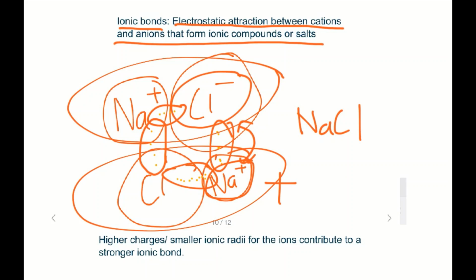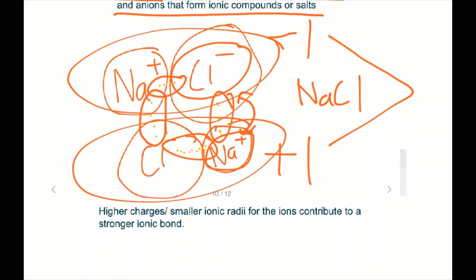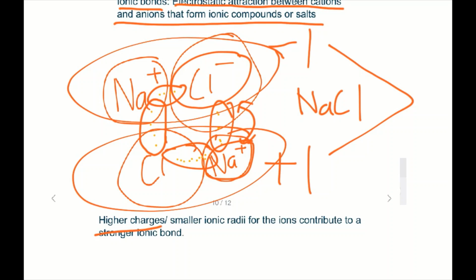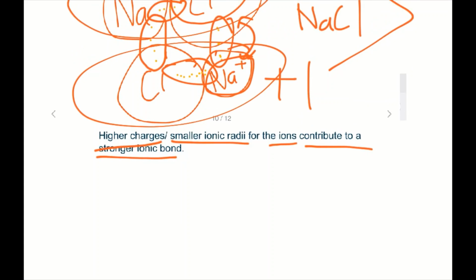So you have a fully charged +1 and a fully charged -1, and higher charges means stronger bonds. These are not partial charges, but fully charged, and they are also permanent. So these ionic bonds are very strong. Now, how do you make ionic bonds stronger? Well, you could have higher charges and smaller ionic radii for the ions, and all of this contributes to a stronger ionic bond. So, let's now move on to the next topic.